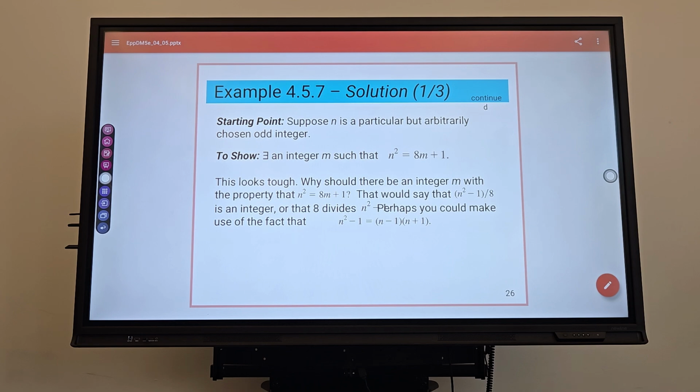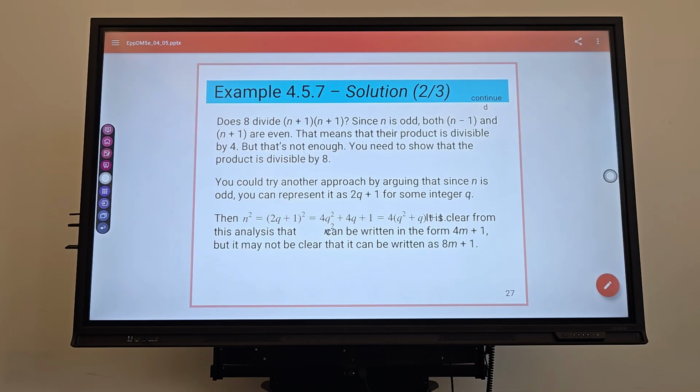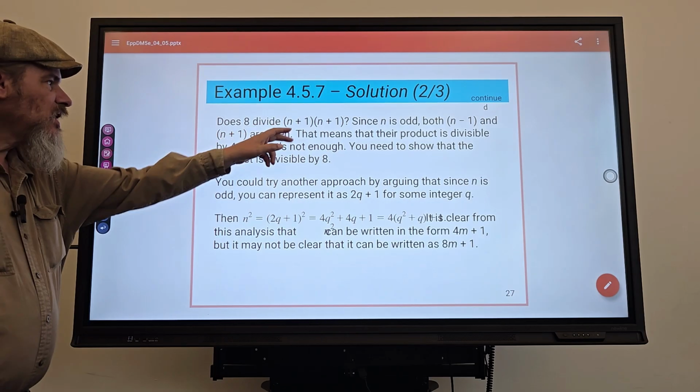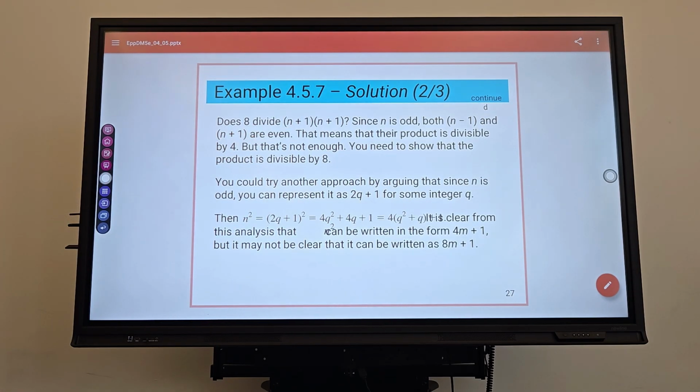Perhaps you can make use of the fact that n squared minus 1 equals (n minus 1) times (n plus 1). Does 8 divide (n minus 1) times (n plus 1)? Since n is odd, both n plus 1 and n minus 1 are even. That means that their product is divisible by 4. But that's not enough. You need to show that the product is divisible by 8.